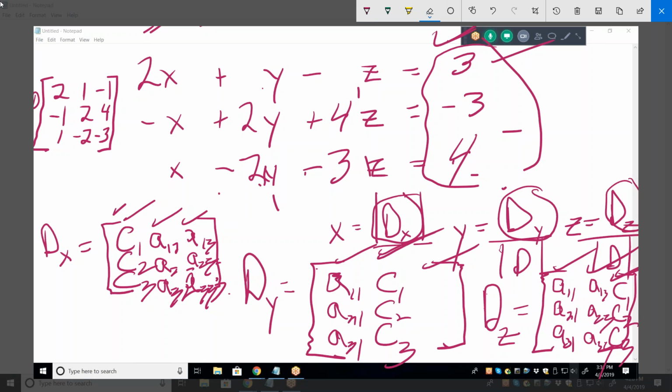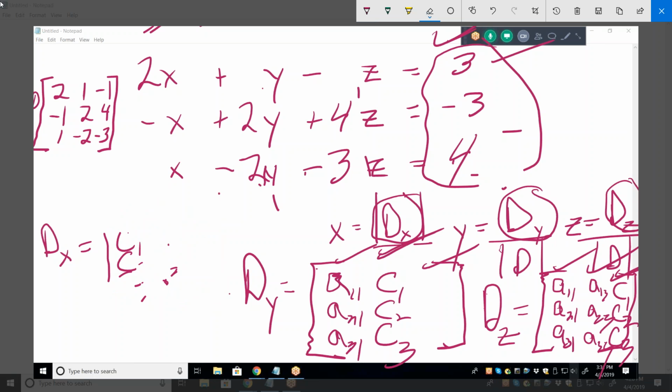We know how to do the determinant. So let's figure out what D sub x is. So that's going to be 3, 1, negative 1. Oh, excuse me, my fault. I thought you were going by columns. Negative 3, 2, 4. 4, negative 2, negative 3.